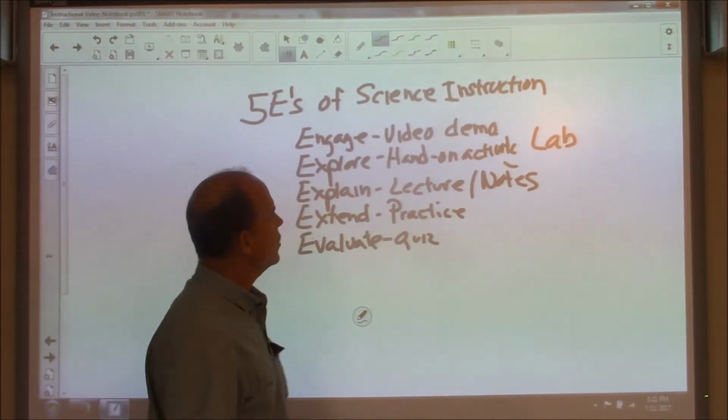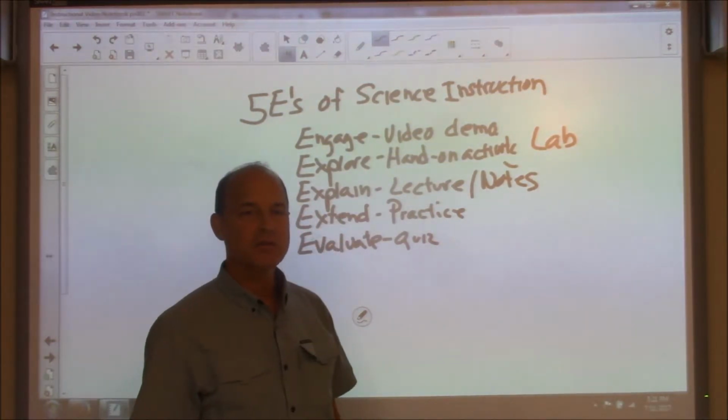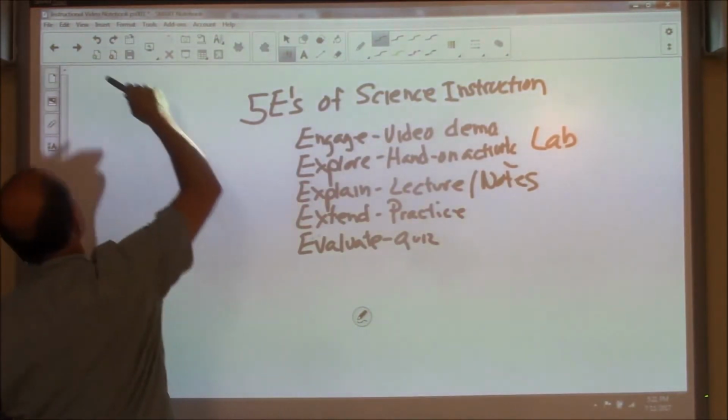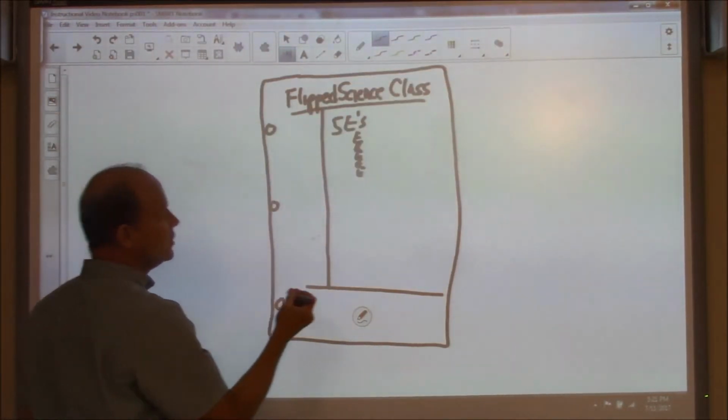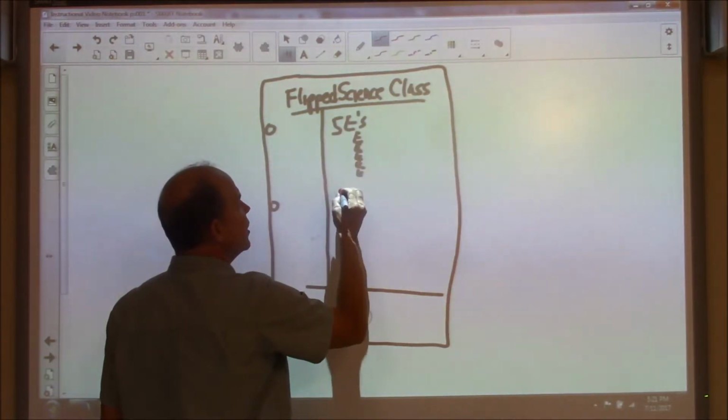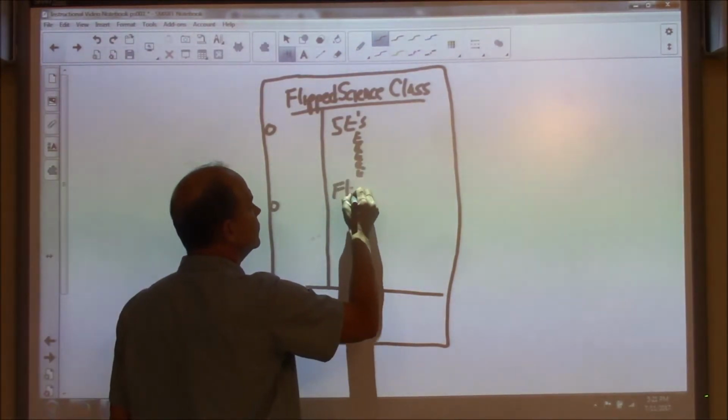All right. So this is the 5 E's of science instruction. Now let's get to the flip part. What does the flipping mean? Back on your Cornell Notes, here are your 5 E's, and you wrote all that out. Now I want you to write flipped classroom.